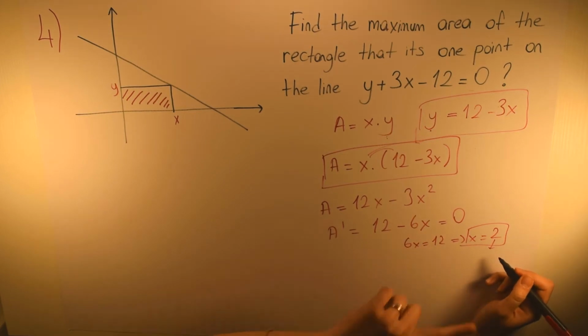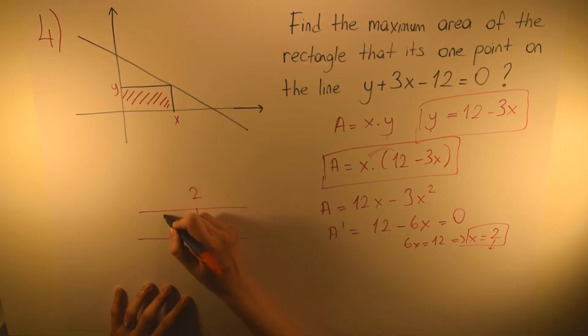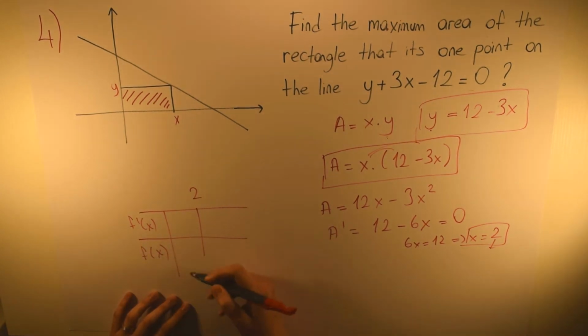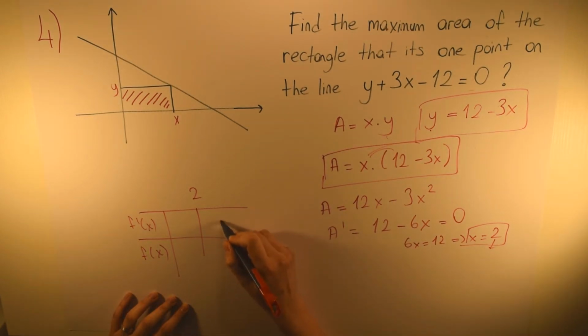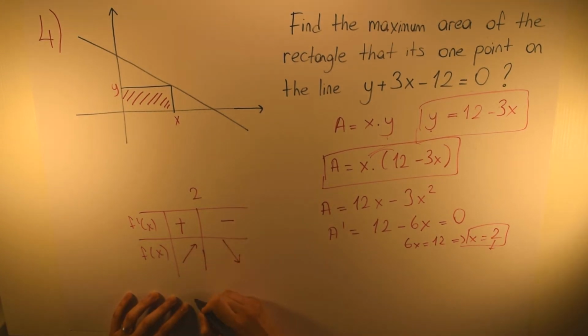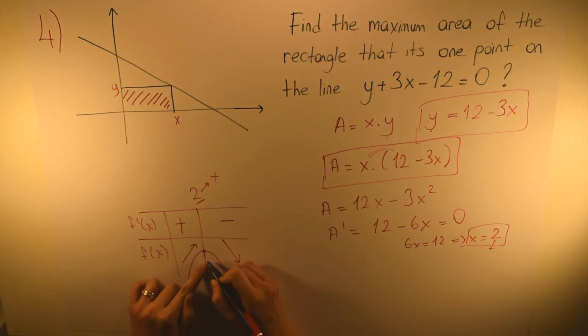Remember? Now we will draw our table, right? So 2 is our critical point. So I will do it like this. Here we have the first derivative of f of x, and here we have our f of x. As you can see here, it has a negative sign on x, that's why we should start with minus. It's minus and plus. Now as you can see, our function is increasing and after that it is decreasing. So when I draw my curve here, when x is equal to 2, I have the local maximum value, which is the maximum area of our rectangle.